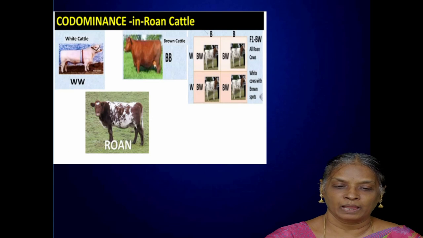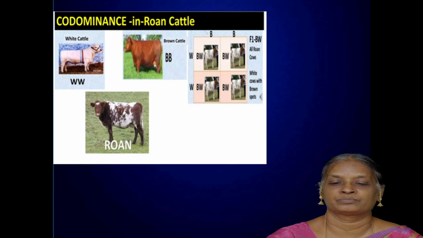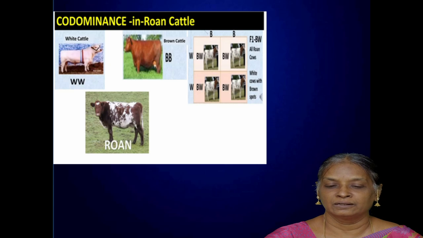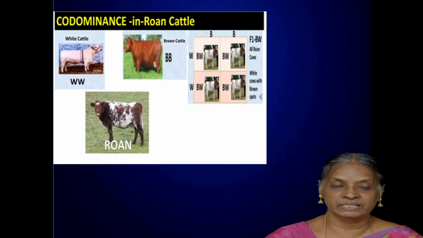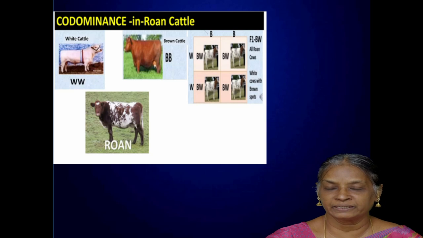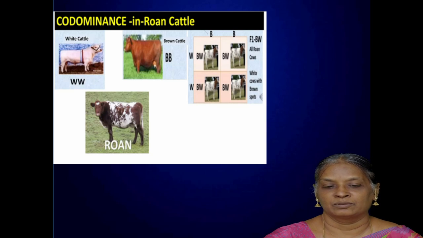Now let us see another example of codominance in cattle. Here a cow breed with white coat color is crossed with another cow breed with brown coat color, and here also we could see the roan coat color in the F1 hybrids. They have both the coat colors of their parents. They have both the white patches as well as the brown coat color patches. So this is another example of codominance in cattle.